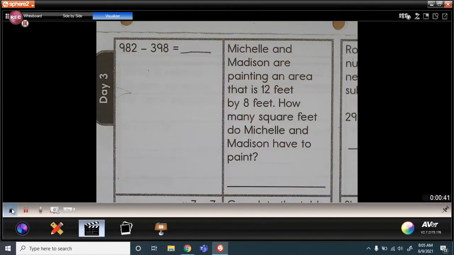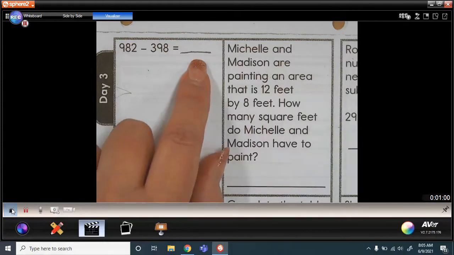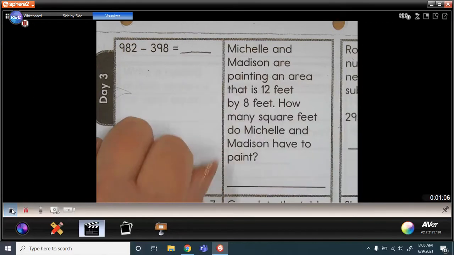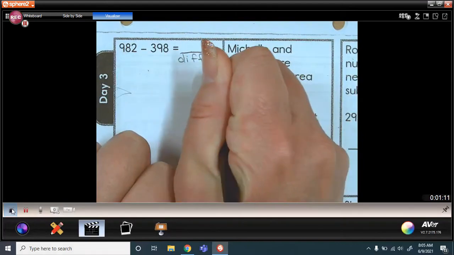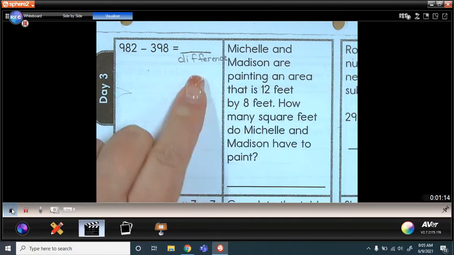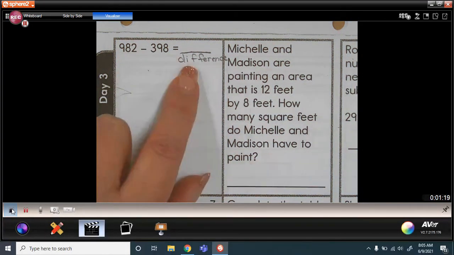Now, if you think about rounding to the closest hundred, I can see that this number is really close to 400. So just by looking at this as maybe 400, I can get an idea or an estimate about what this answer is going to be, which is called my difference. Remember, sum is when you're adding, difference is when you are subtracting. So we're going to look for the difference between 982 and 398, and that's going to be my missing part.